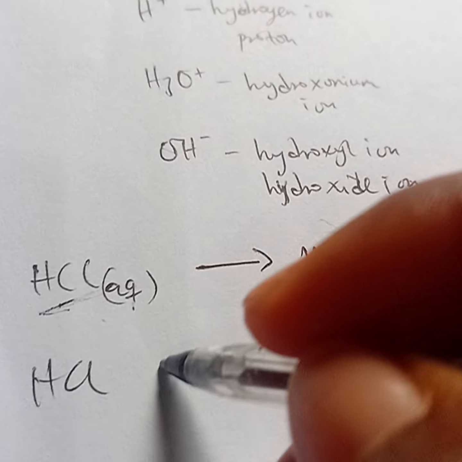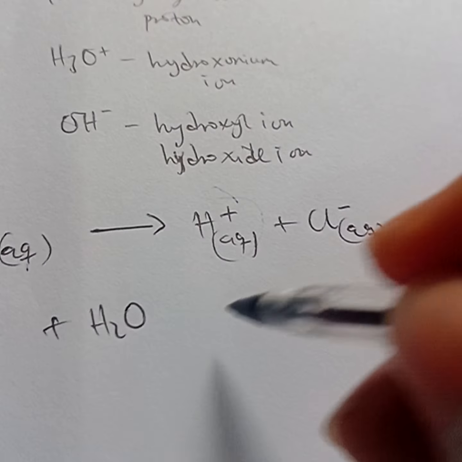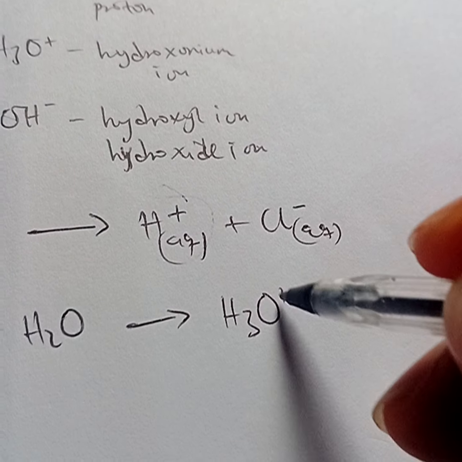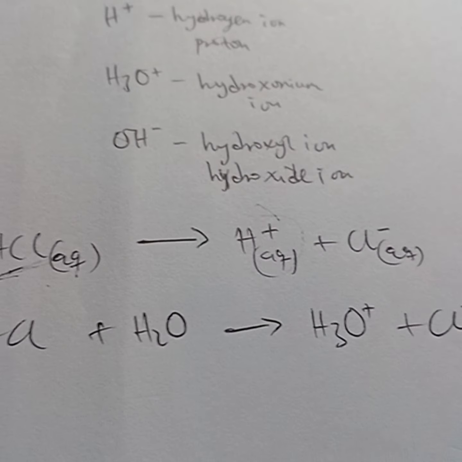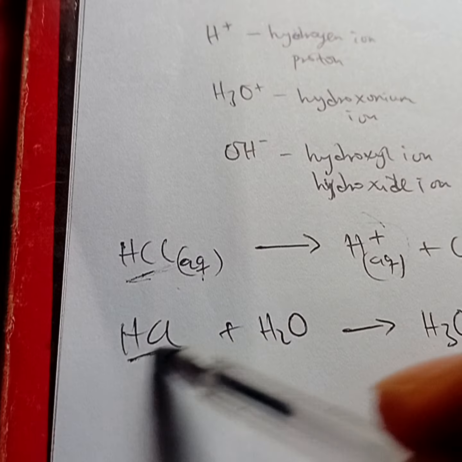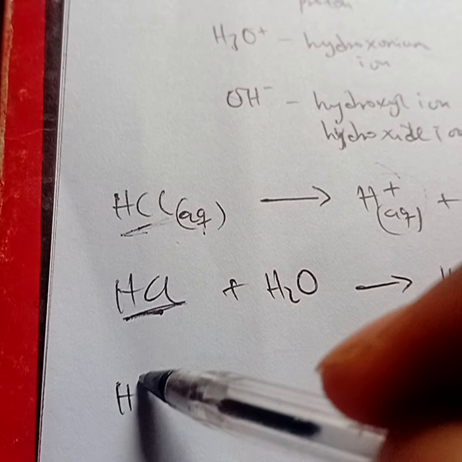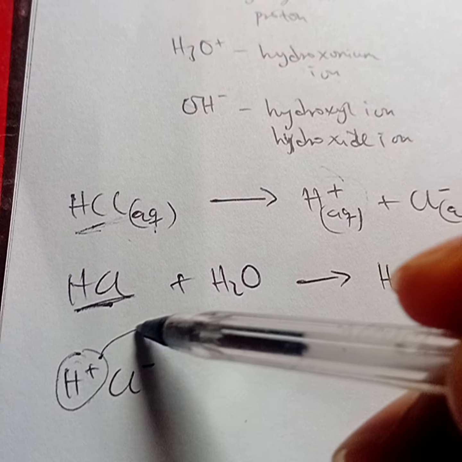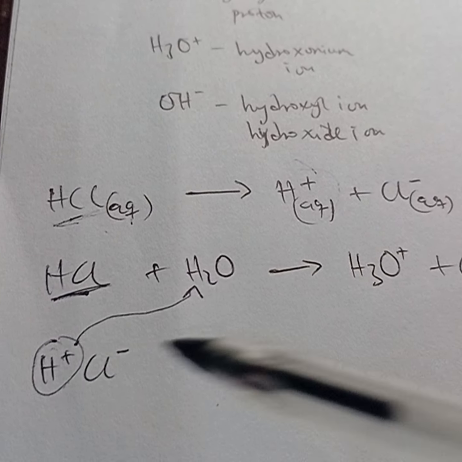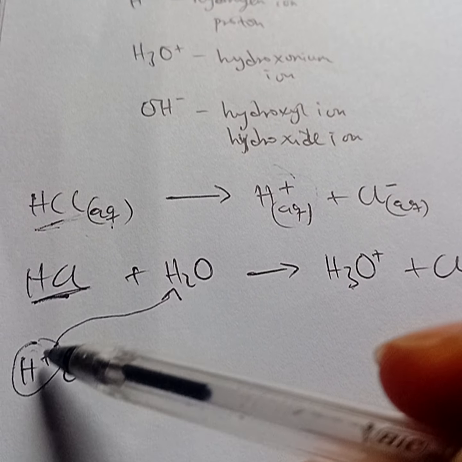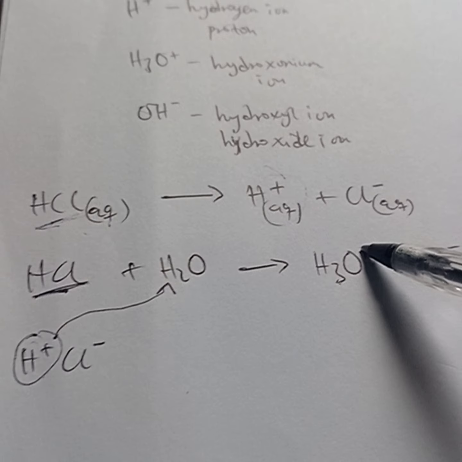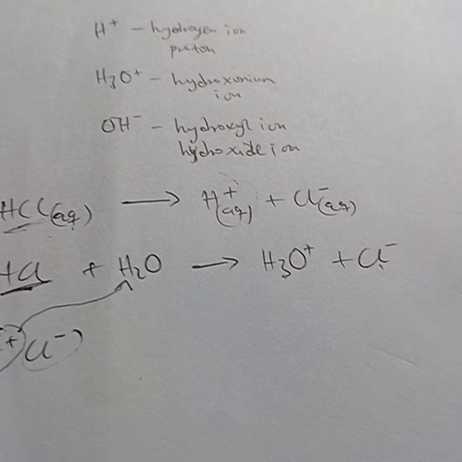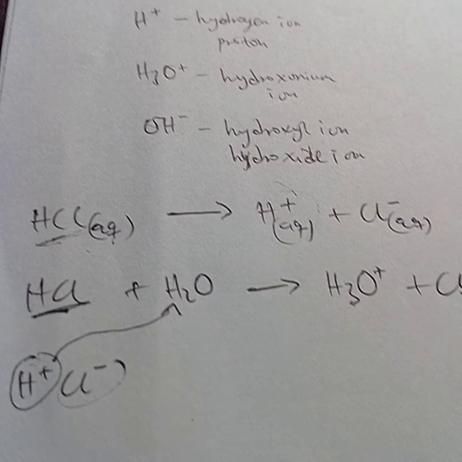We could have done it this way, to give us H3O plus plus Cl minus. So this thing here is H plus and Cl minus coming together. So this plus is going here, so it becomes three hydrogens and the plus over there. It came with a plus, leaving the Cl minus here. So that is the Arrhenius concept.